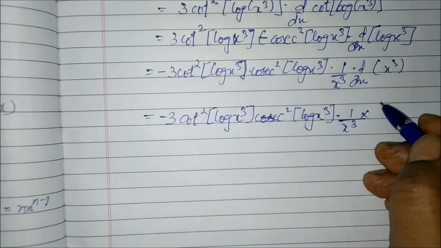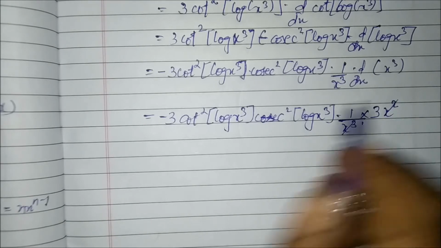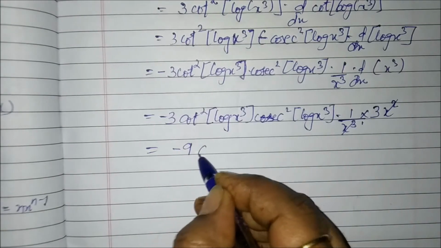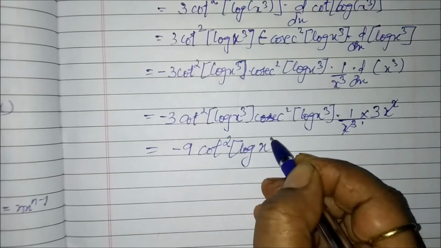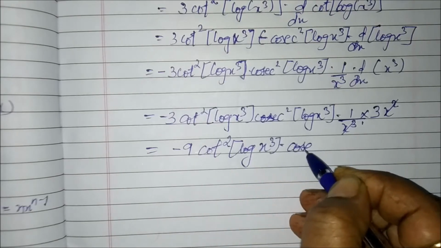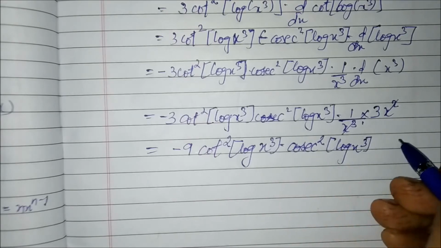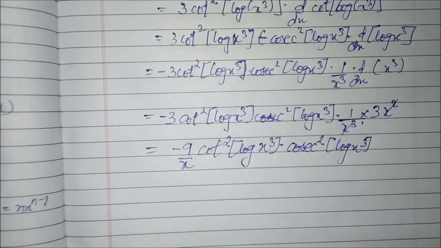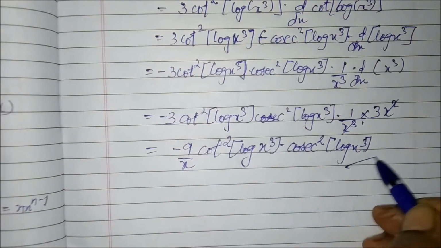It is 3x square. The x square will cancel and we get 1 x here only. So minus 3 into 3 will become minus 9 cot square log of x cube into cosec square log of x cube, and this x will be written here, as one x is remaining here. So we write this x here. So this is the answer.